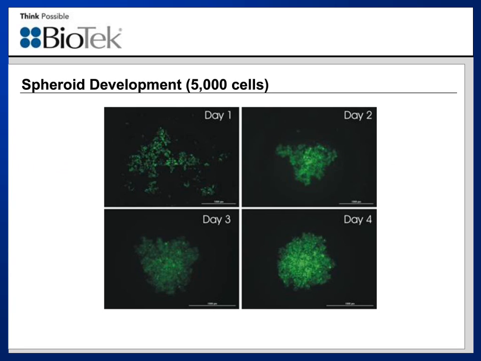Next is essentially a time lapse of spheroid development for 5,000 cells per well. Again, day 1 through day 4. We can see we start with dispersed cells in day 1, and by day 4 we have a nice aggregate into a spheroid.